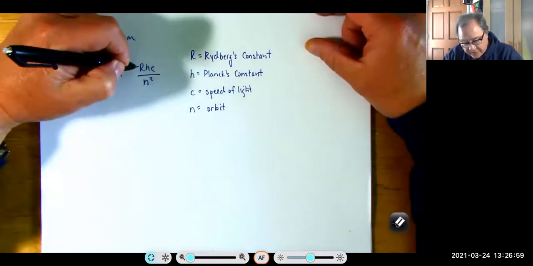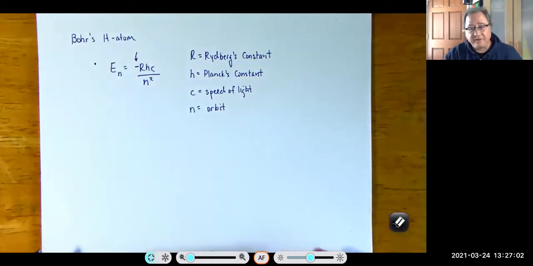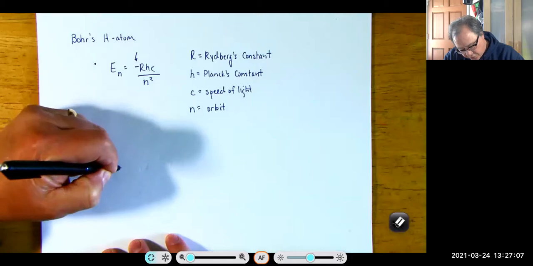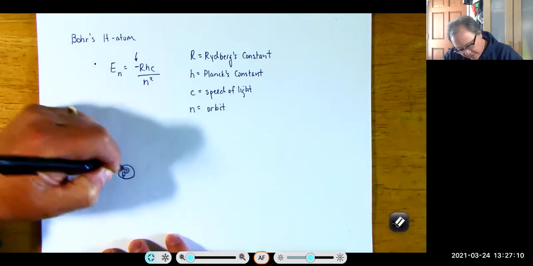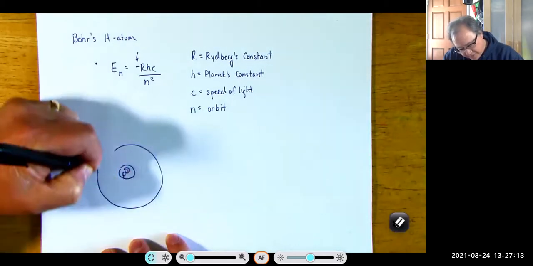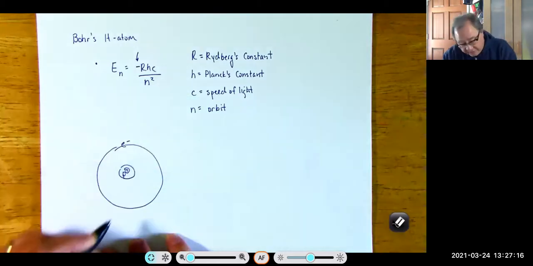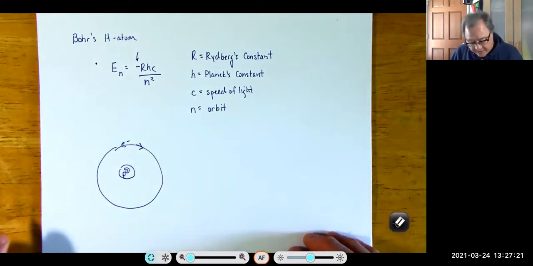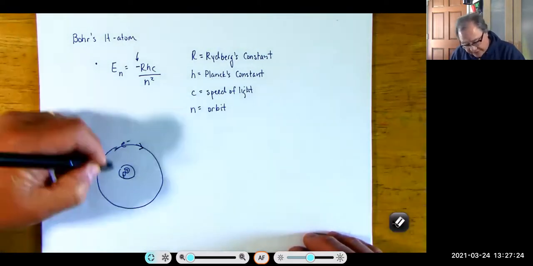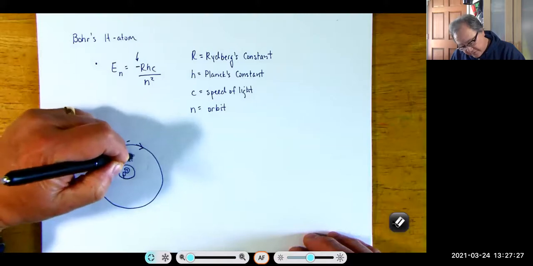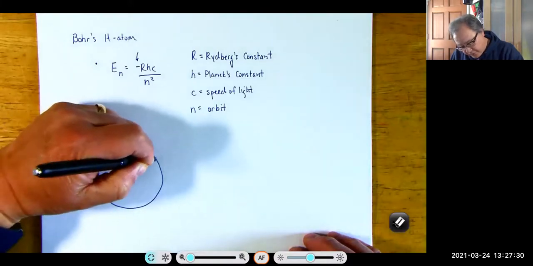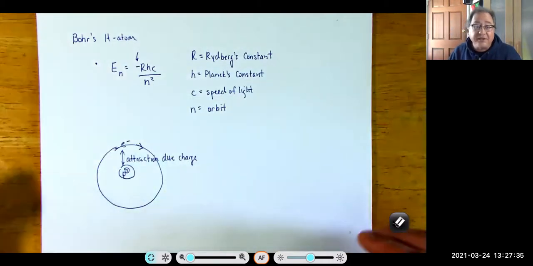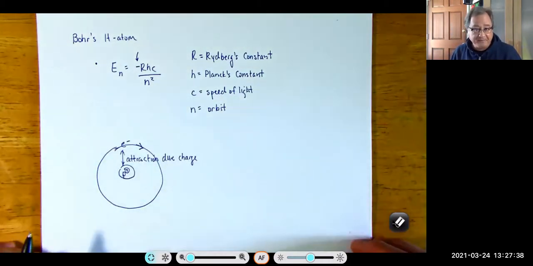Now, let me give you a little explanation as to why this is negative, okay? So I want you to imagine that you have your proton right here, and here's your electron, orbiting the nucleus. So I'll even put a little arrow in here because it's orbiting the nucleus. Are you with me? Yeah. Okay. Now there's an attraction here due to charge attraction. Opposite things are attracted to one another, okay?